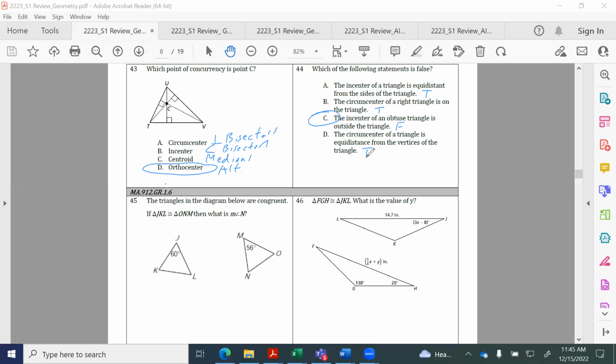Now, on 45, the triangles in the diagram below are congruent. They give us a congruency statement. What is the measure of angle N?